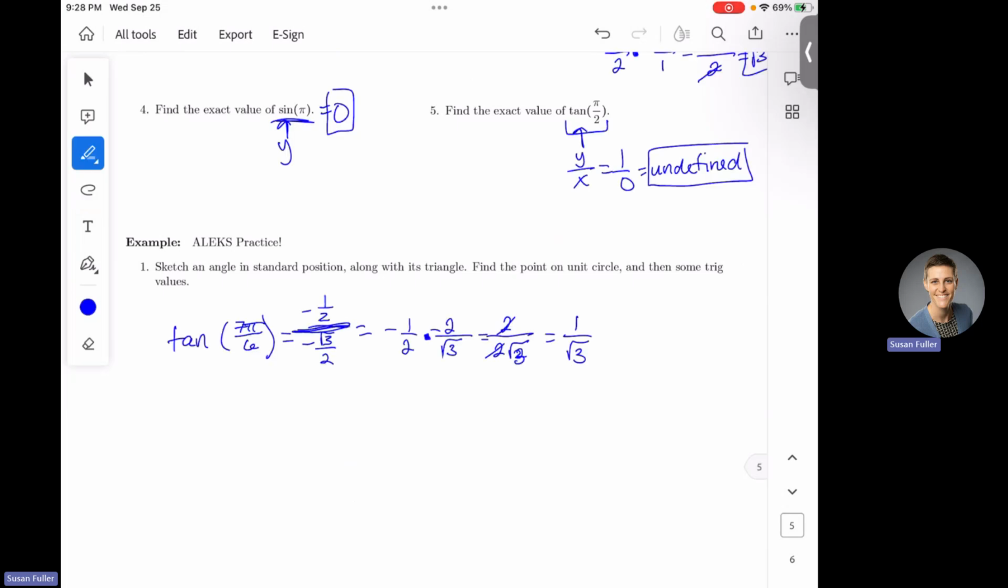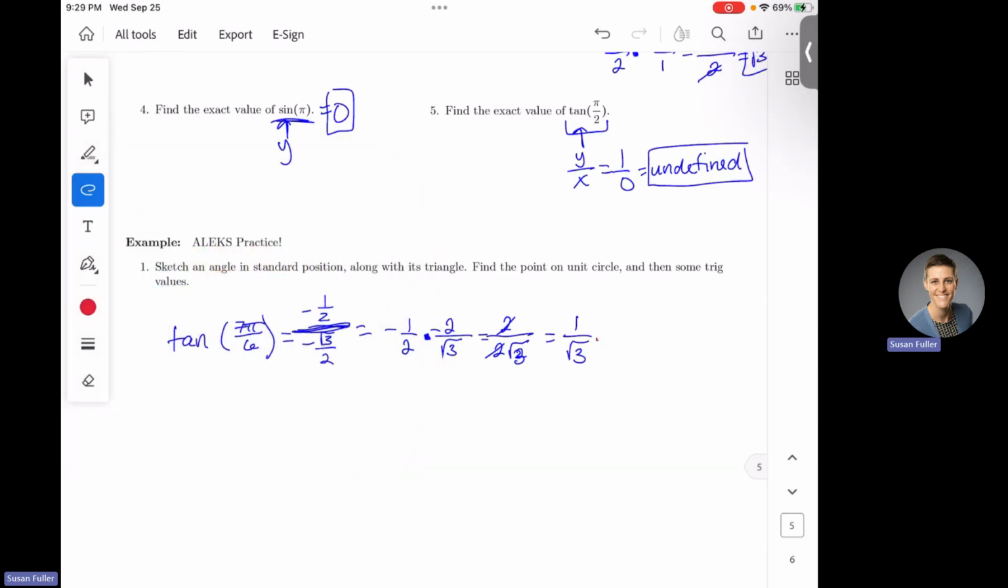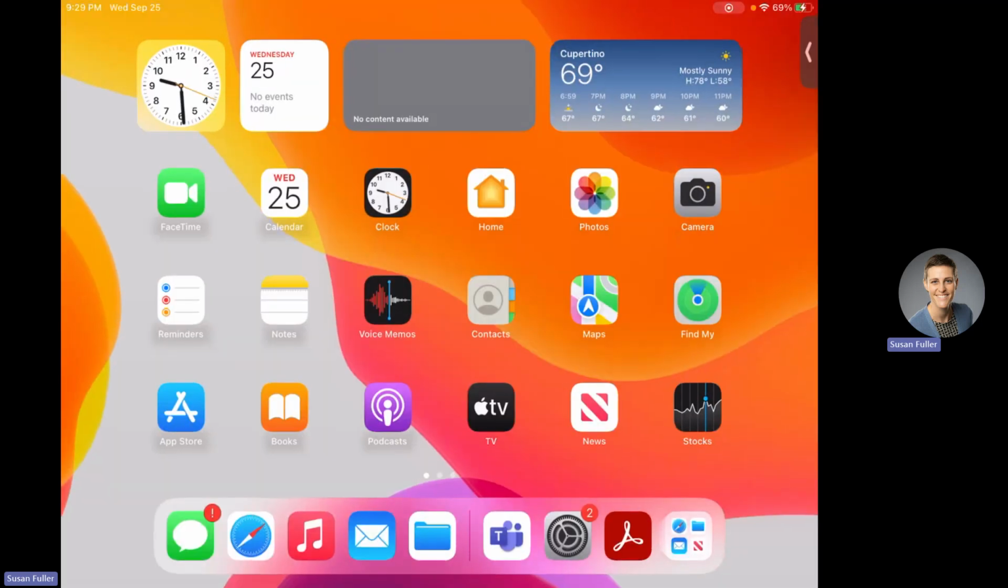For me, you won't have to rationalize. Alex is going to want you to rationalize. So we're going to go ahead and multiply by root 3 over root 3, and we're going to get the square root of 3 over 3. Again, this is just for Alex. You don't have to do that for me. So root 3 over 3, that's my tangent value.